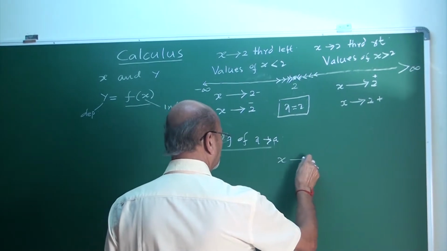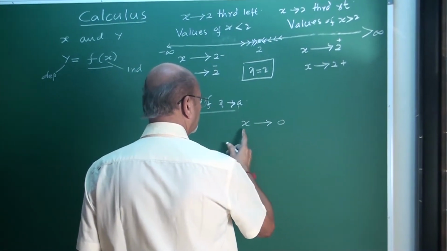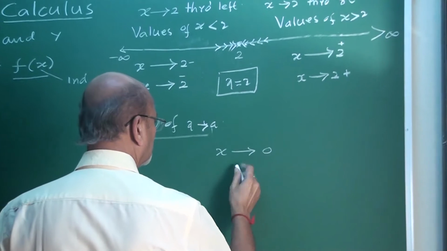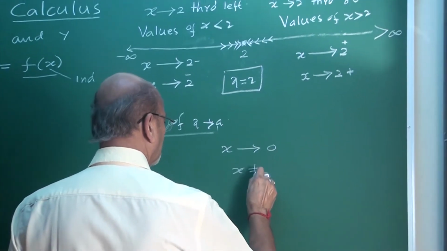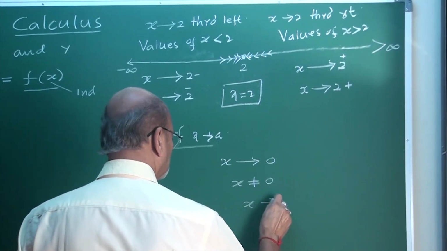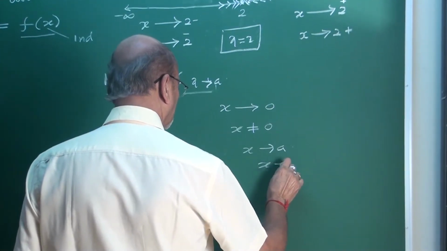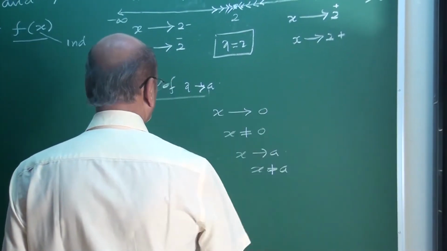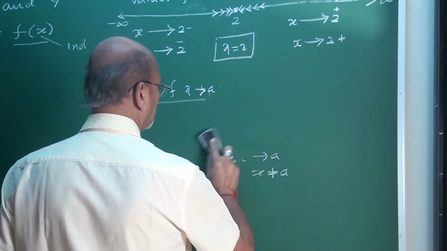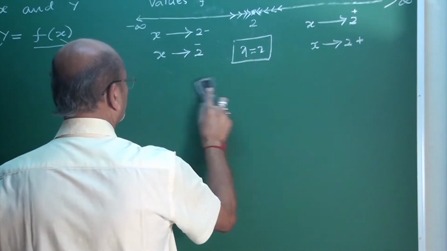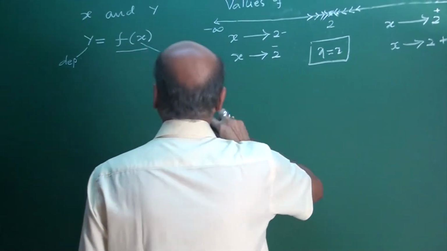And the same thing I told: even if x tends to 0, it means x takes values nearer to 0, but it never takes 0. X tends to a, x never takes a. Everything is explained, my friends. Next.